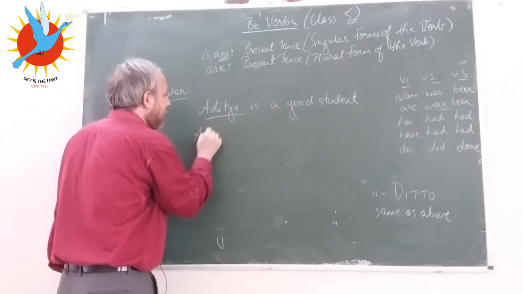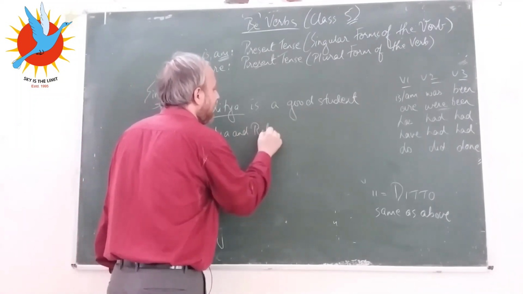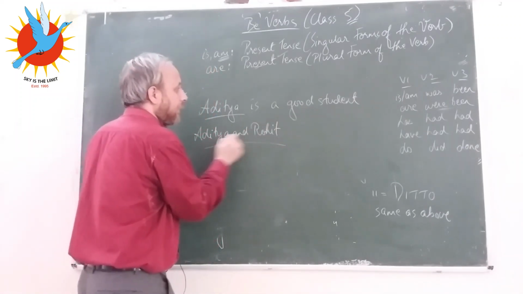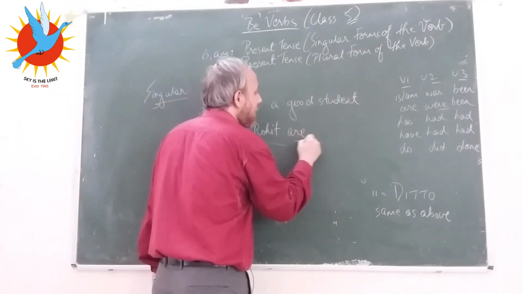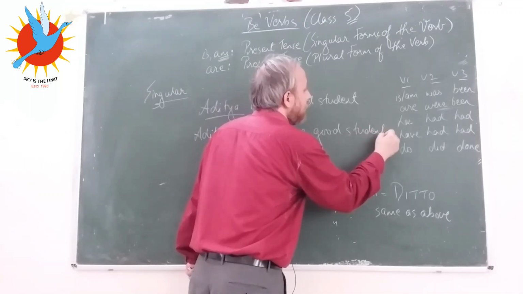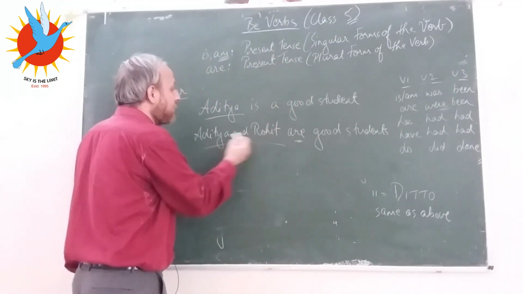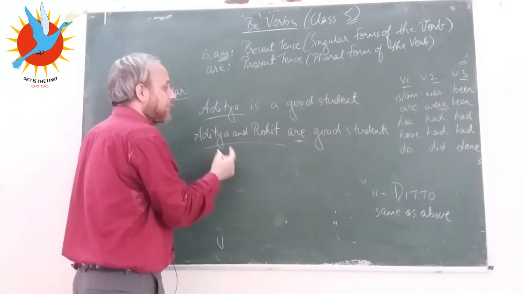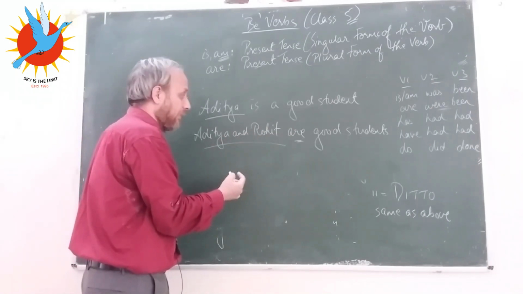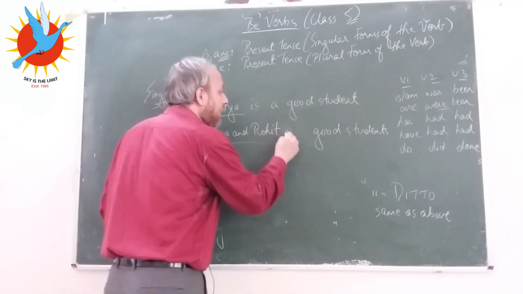So let's say Aditya and Rohit are good students. Here, which is the subject? The sentence is about whom? This sentence is about Aditya and Rohit. So there are two individuals involved here. Okay, so can I use am here?